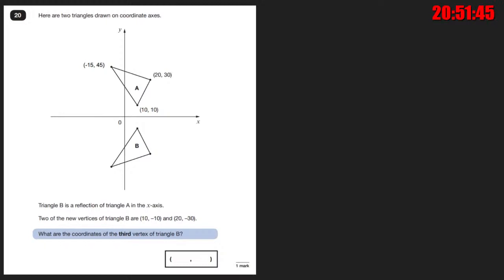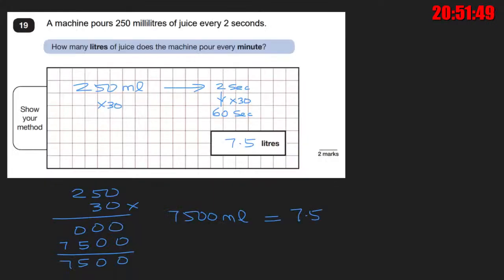Very good, Hamza. I think you made a careless mistake. It's absolutely fine. Go back and check. It's 7,500 milliliters. You need to convert it to liters. It's 7 liters and 500 milliliters, or 7.5 liters is the answer.